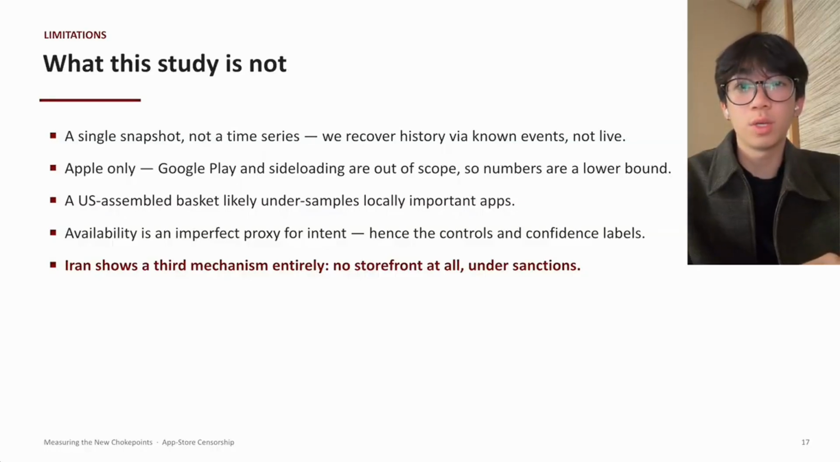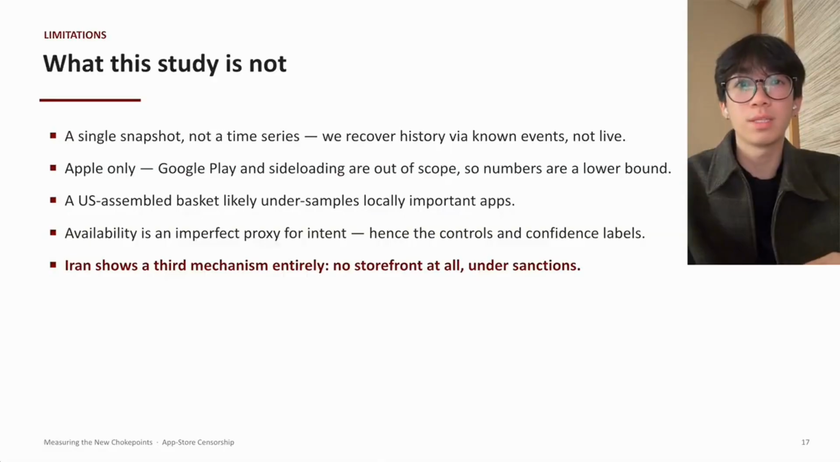And additionally, we cover only the App Store, so popular providers like Google Play and sideloading are out of scope. This makes our numbers a much lower bound, and it also reduces our sample size. Additionally, our app basket was assembled by a US-based team, and so we probably don't have the awareness to include the apps that are truly the most important in each country. Finally, Iran is a category of its own because Apple runs no store there because of the sanctions, and therefore we literally couldn't measure it at all and include it in our study.